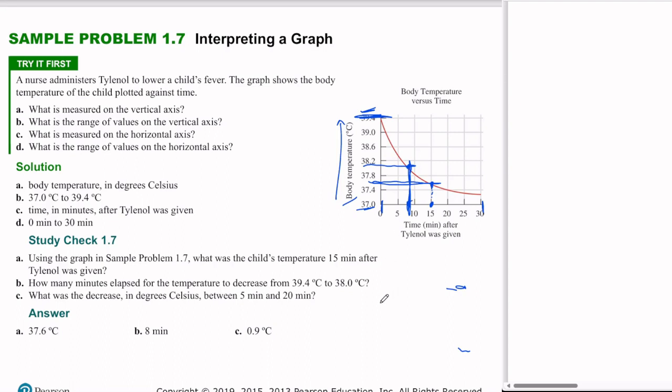What was the decrease in degrees Celsius between 5 minutes and 20 minutes? So at 5 minutes, we're at about 38.4, and at 20 minutes, we're at 37.4. Okay, and so I would say about 1 degree C. The answer here given is 0.9, but that's pretty close. We don't have the dividers here that we need to be able to get a more exact or more precise number.